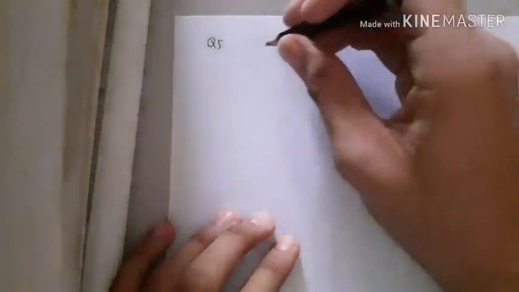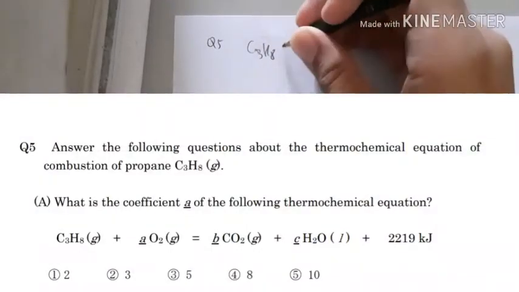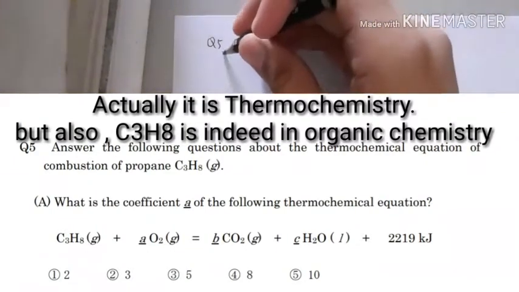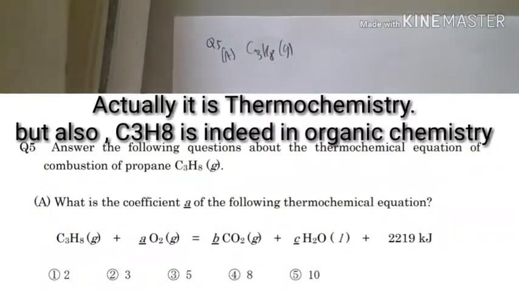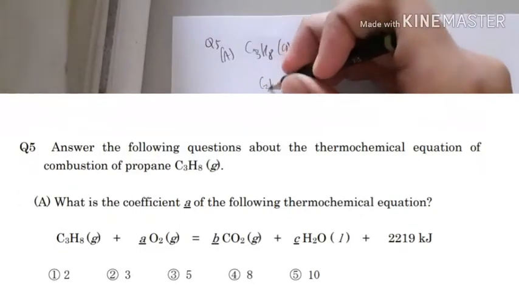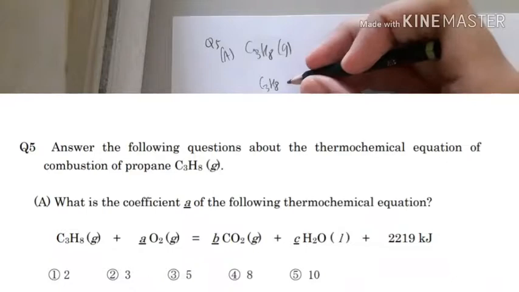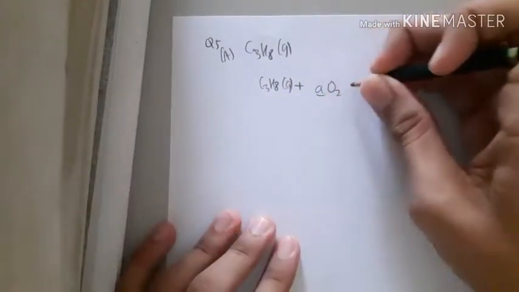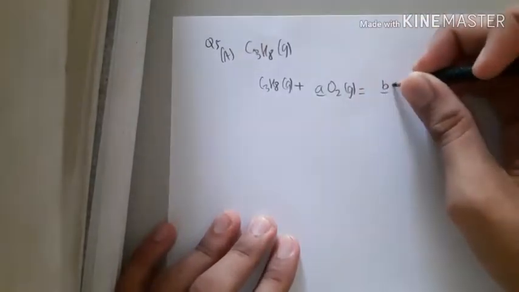Now we have propane. Yep, this is entering the organic chemistry. This is for question A. It says that for the thermochemical equation, combustion of propane, remember that alkane, especially we have the example of propane, it always has perfect combustion.